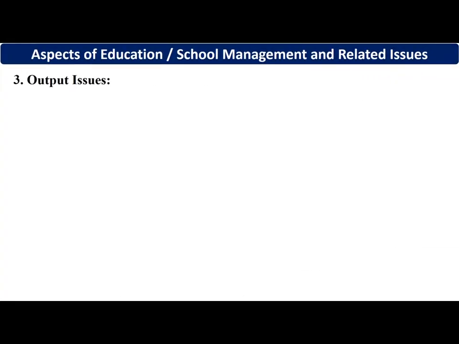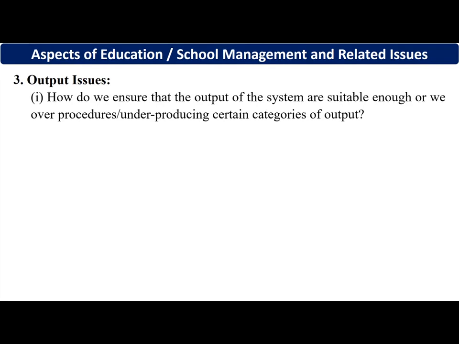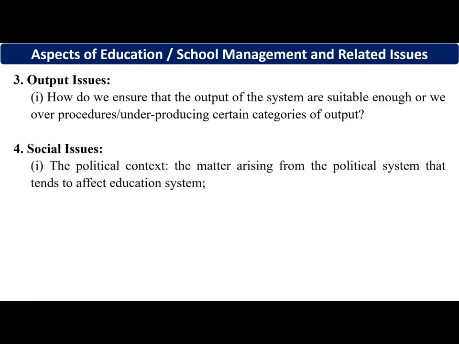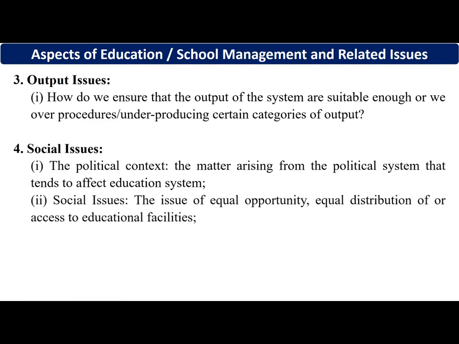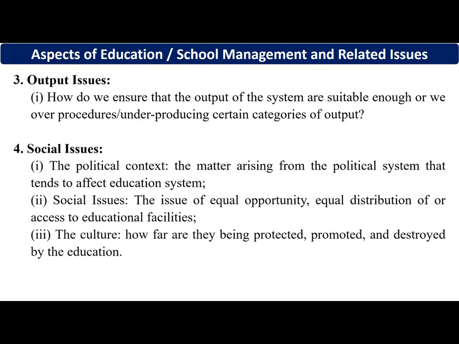Then third, output issues: how do we ensure that the outputs of the system are suitable enough, and procedures are not producing only certain categories of output. Then social issues are there. The political context, like the matters arising from the political system that tend to affect the educational system. Then the issues of equal opportunities, equal distribution of or access to educational facilities. And the culture, how far it is being protected, promoted, or destroyed by education.